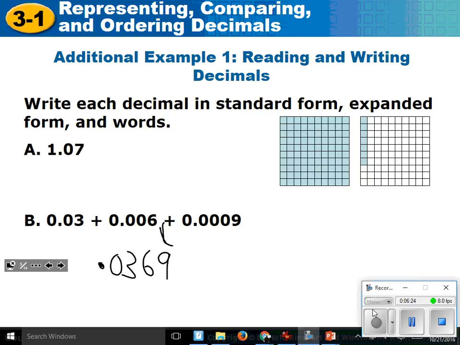Forget that there's a dot here. What is this number? So you just say 369 and then the place value of that 9. What is the place value of the 9? So you say 369 10 thousandths. Okay? Rosie. Please. 369 10 thousandths.